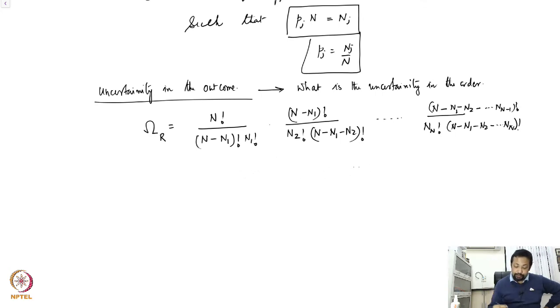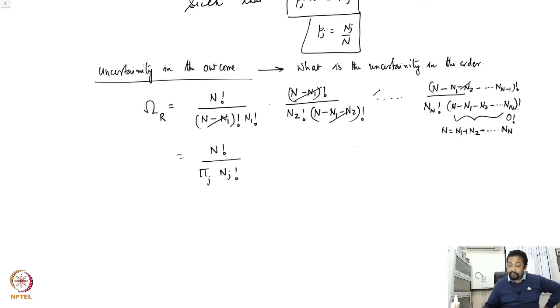So it follows that this is going to cancel with the next term, and this is going to cancel with the preceding term, and n is n1 plus n2 and so on, so that this is essentially a 0 factorial. So you are going to be left with the product over j of nj factorial, right? These are the total possible orders that you can have, right?